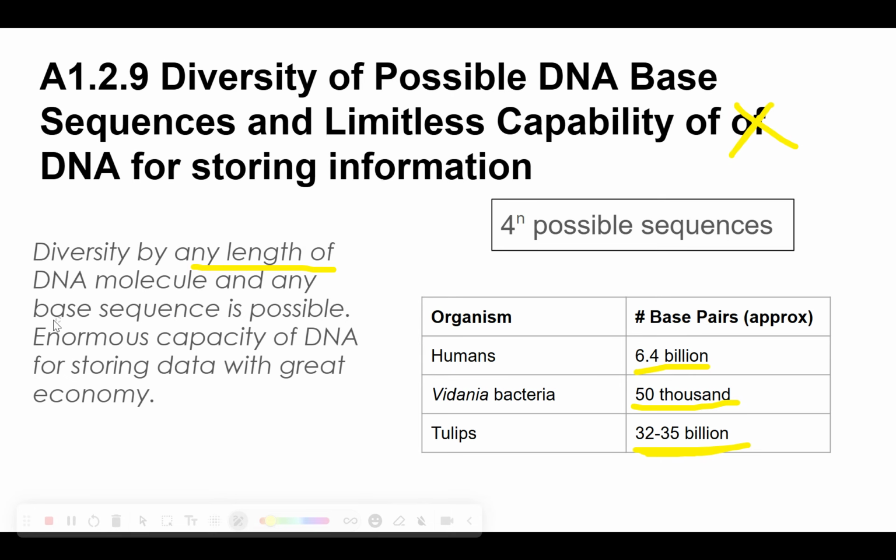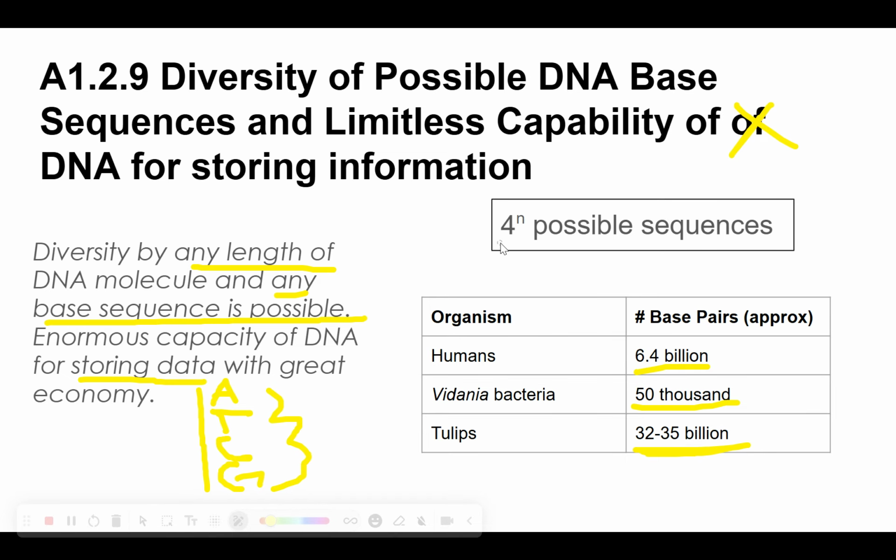And within that DNA molecule, you can have any base sequence, like one side of the strand could go A, T, C, G, or it could go A, G, G, C, or it could go G, G, G, G. So that gives DNA a lot of flexibility to store data in a very compact way just by switching the order of the base pairs.